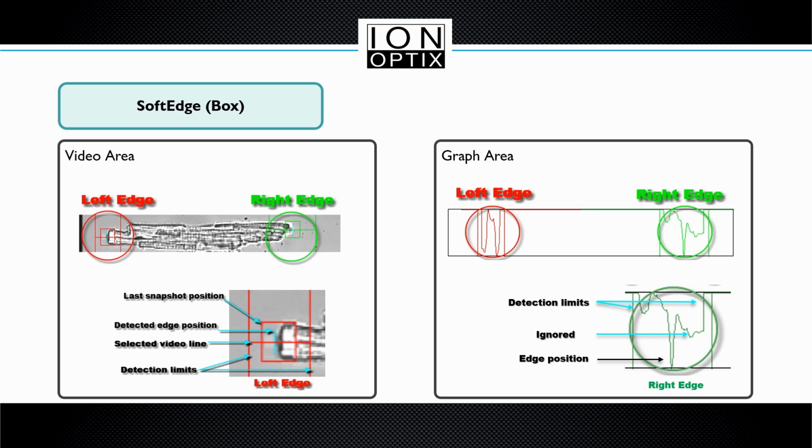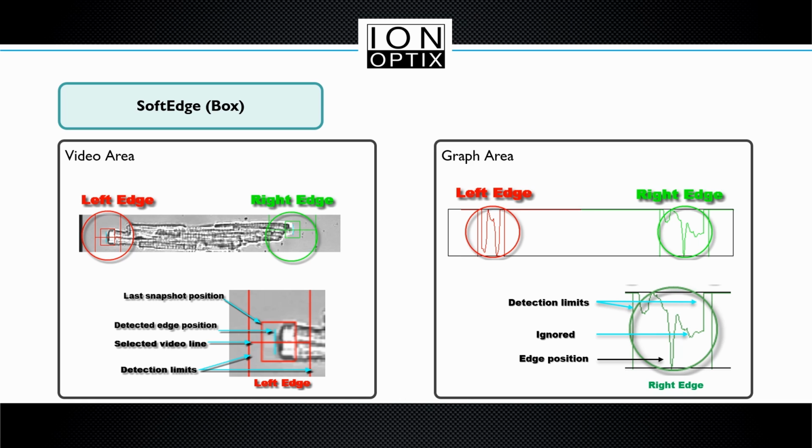However, there are a few differences in the way edge detection works using the box option. In the video area, the size of the box remains fixed and is always centered between the detection limits. This means that you have limited flexibility in how much you can move the detection limits within the cell. This constraint can make using the box edge option challenging, especially with cells that exhibit strong contractions, as there is a risk of losing the edge out of the box when the cell reaches peak contraction.